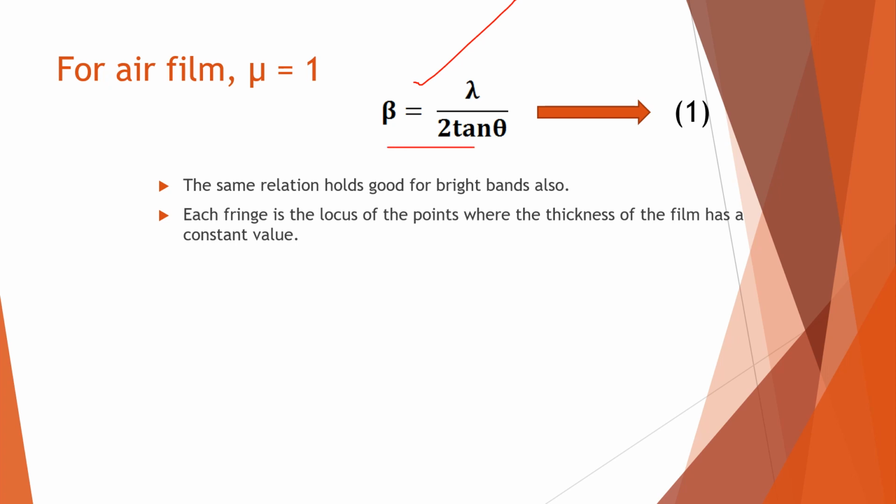Actually, we derived this expression starting from the condition for darkness. Now, if you proceed from the condition for brightness, then also you will come to the same expression. Now, what is each fringe? Each fringe is the locus of the points where the thickness of the film has a constant value. The same concept which we came across in Newton's rings also. So, this is the first part of the essay, air wedge, where we derived the expression for bandwidth beta.